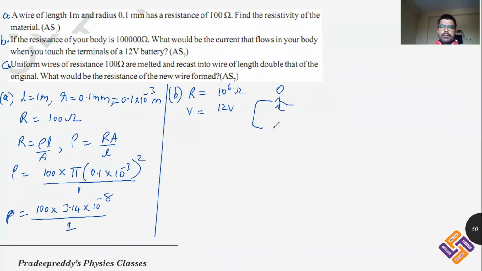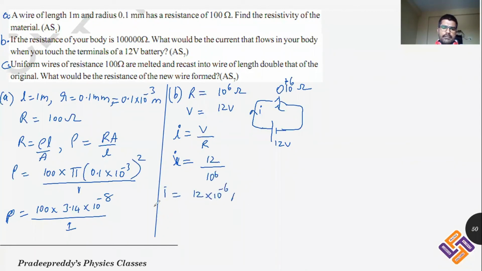This is connected to a battery. As a result, some current I pass over here. This is 12 volt. Resistance of your body is 10 power 6 ohm. I want to find out current in the circuit. I is equal to V divided by R. I is equal to V is 12 divided by resistance R is equal to 10 power 6. So I is equal to 12 into 10 power minus 6 ampere. This is current flowing through the circuit. That means through your body, that much amount of current pass through if you are connecting in between 12 volt.